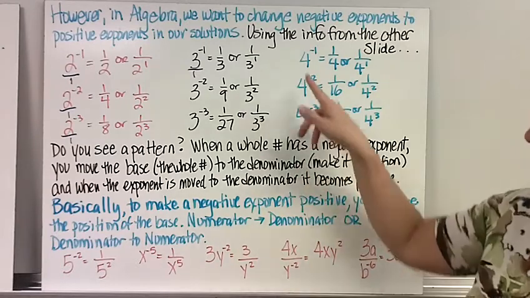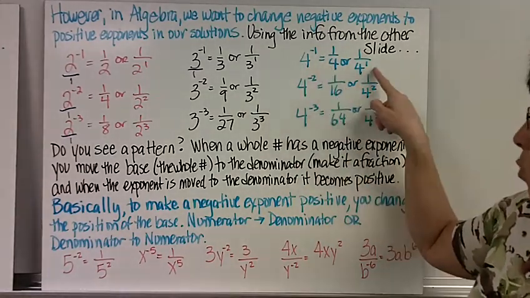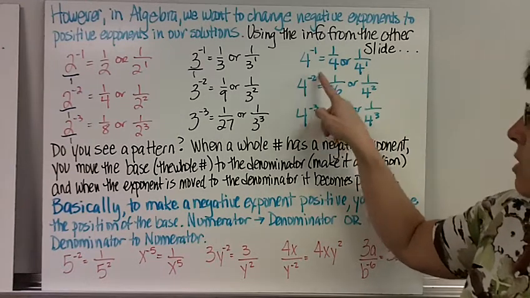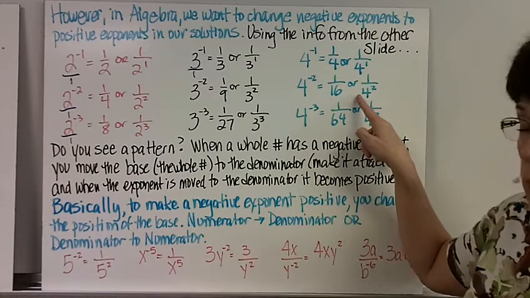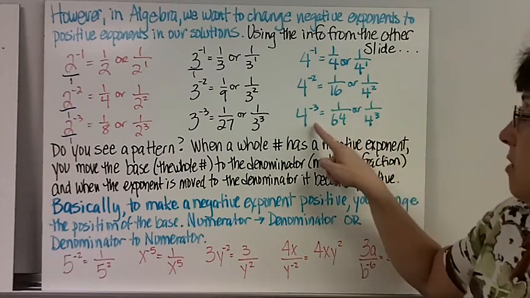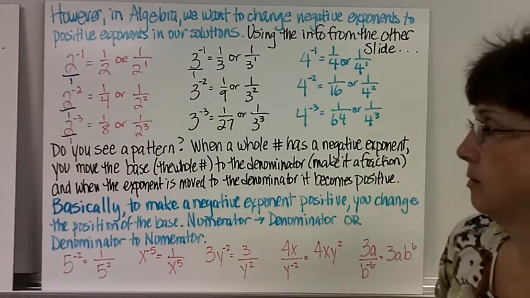Same with fourths. Let's do the pattern one more time. 4 to the negative 1 is 1/4, or 1 over 4 to the first. 4 to the negative 2 is 1/16, but 16 can be written as 4 squared, so 1 over 4 squared. And the same with 4 to the negative 3 can be written as 1 over 4 to the 3.